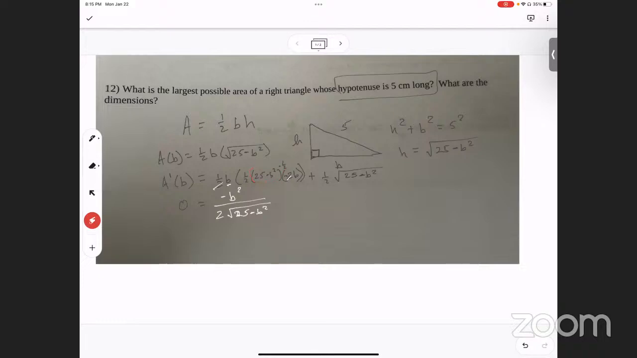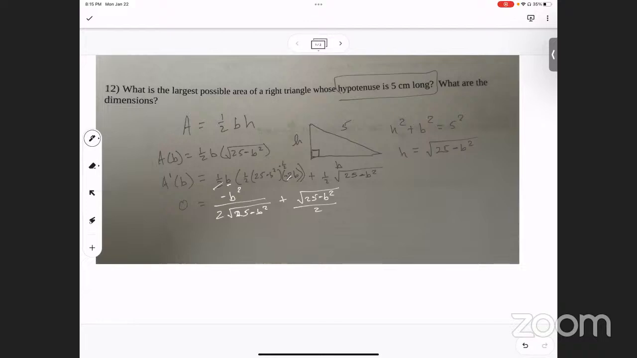From that there's the animation. That negative power means it just goes to the bottom, right? And then that's plus the square root of 25 minus b squared all over 2. So that's my equation, and I'm trying to find out where that equals 0.